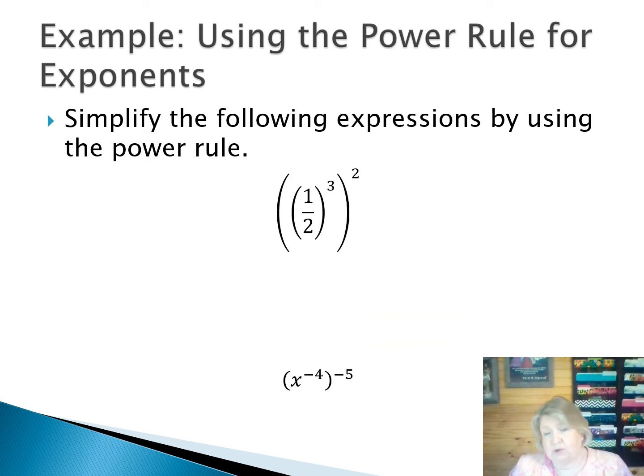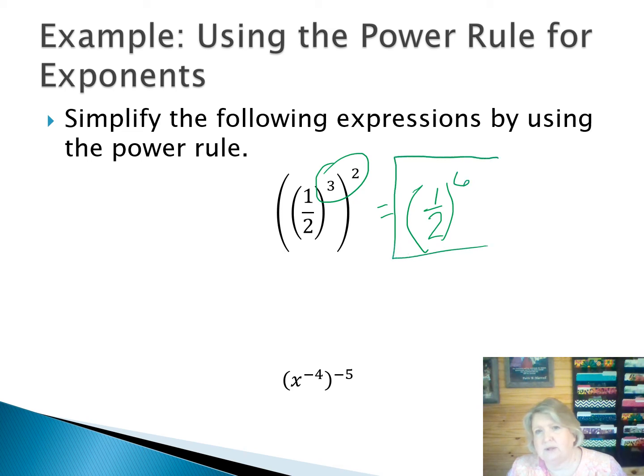1/2 cubed squared. Okay, that's kind of confusing to say it like that. But the base here is 1/2, so the base is going to stay 1/2. And then the powers there, 3 and 2, I'm going to multiply together to get 6 and call that my final answer.